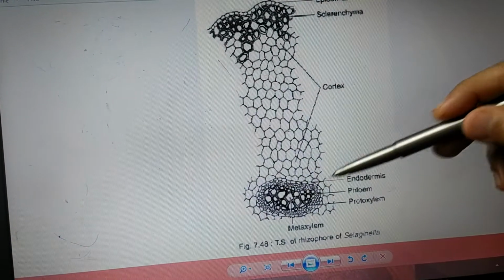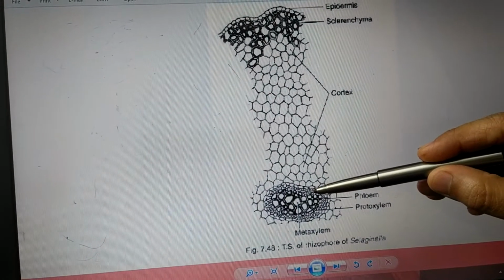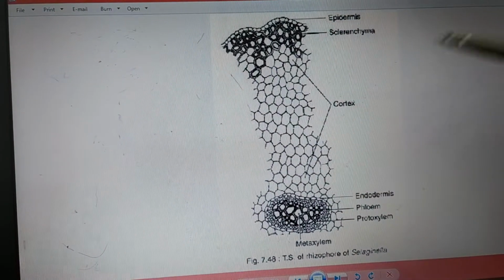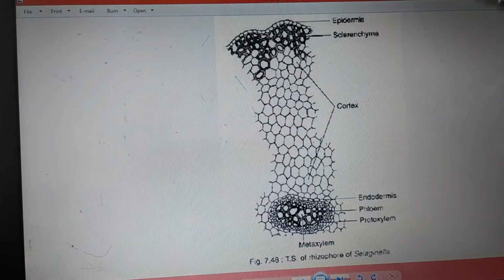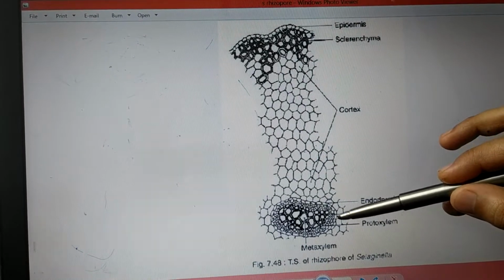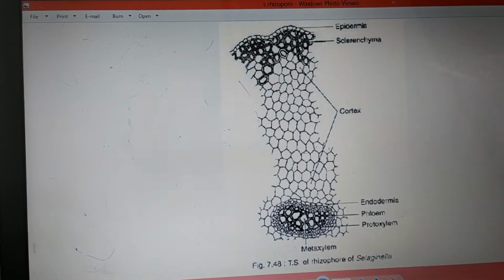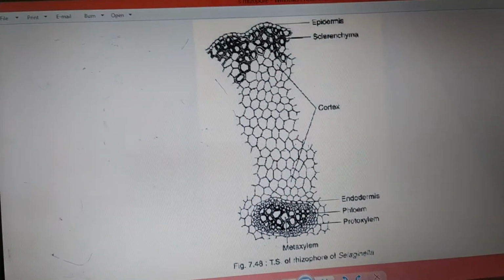Such xylem arrangement is exarch. Xylem is surrounded by phloem. There is no pith. Such stele is called a protostele. Protostele has a pericycle which is ill defined. Next to pericycle we have endodermis. So this was the structure regarding the TS of the rhizophore.